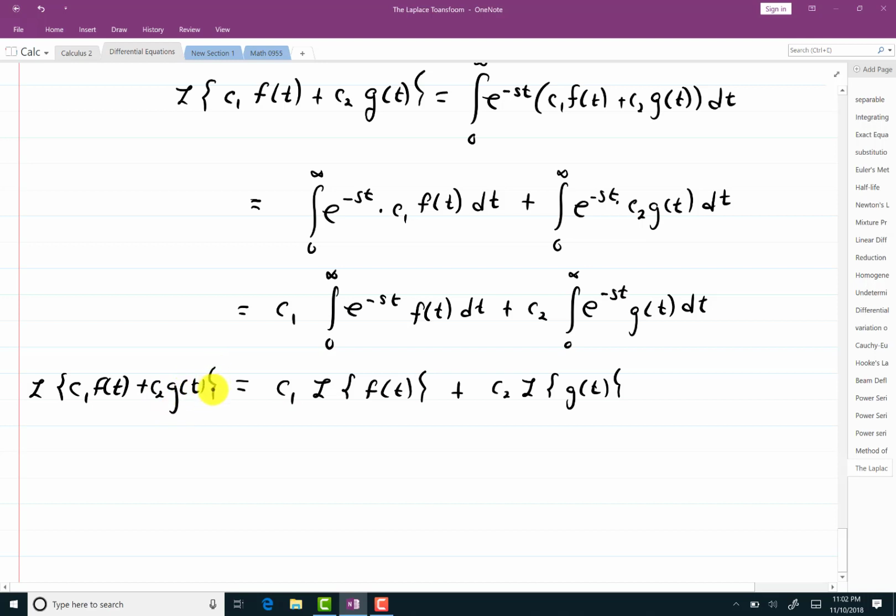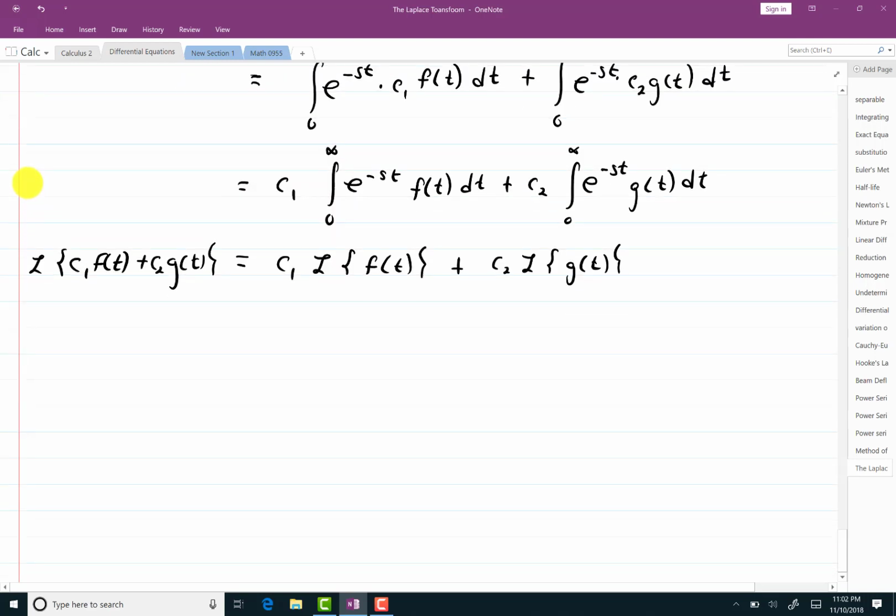And this helps us with lots of computations. So all I really have to do is get a collection of basic functions that I can do the Laplace transform for, and then this will perform some magic to give me more complicated functions. For example, I think I'm on example 8.